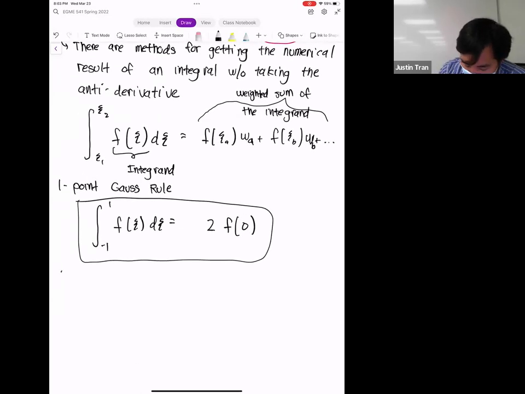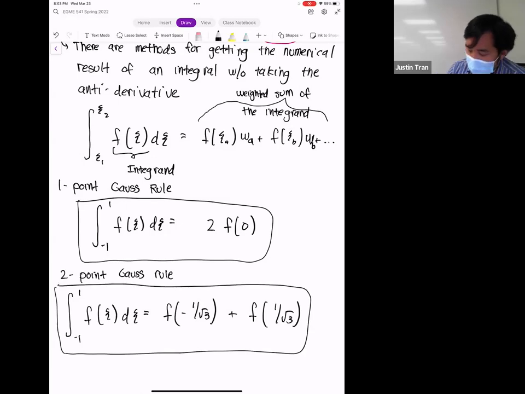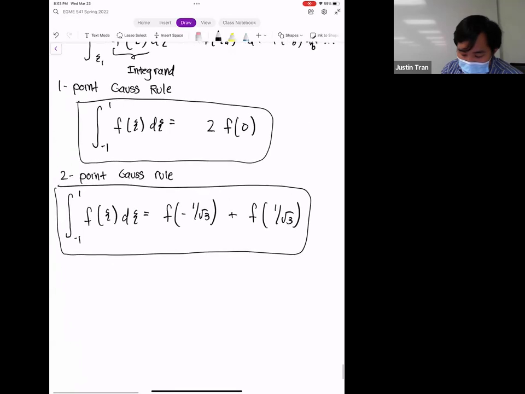There's a 2 point rule. The 2 point Gauss rule is if you have an integral from -1 to 1 of f of zeta d zeta, another way to integrate this is we take the integrand, evaluate it at -1 over √3 plus the integrand evaluated at +1 over √3. So that's the 2 point Gauss rule. We make 2 function evaluations there.